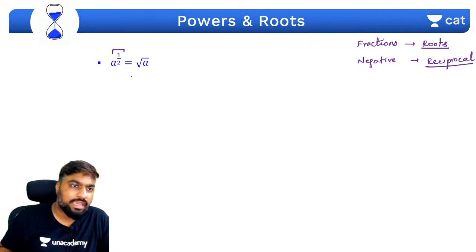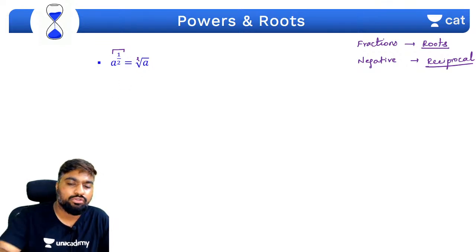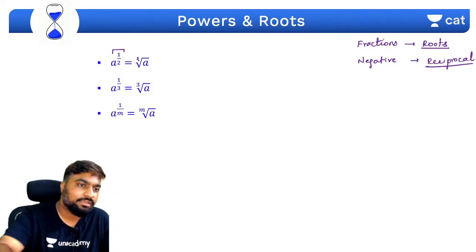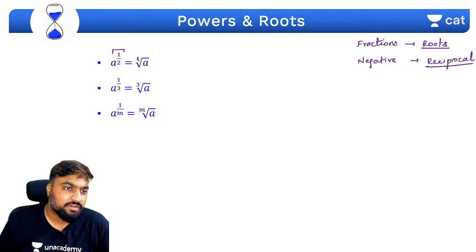So a to the power 1 by 2 basically means the second root of a, that is square root of a. A to the power 1 by 3 is the third root of a, that is cube root of a. If you have a to the power 1 by m, it basically means mth root of a. Are you getting it?